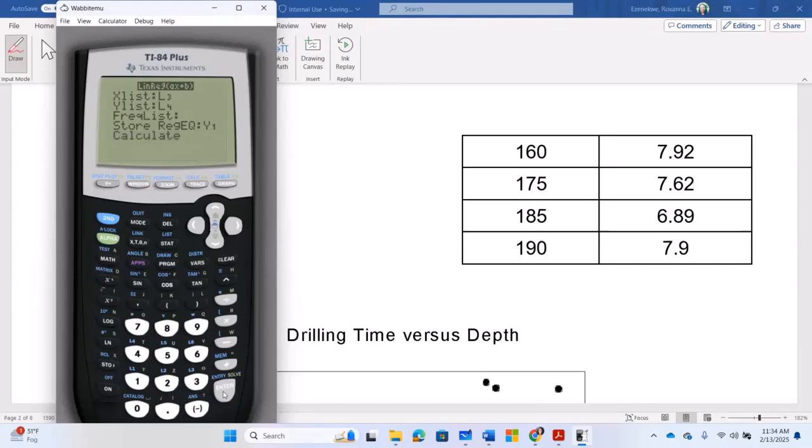It's going to give me the equation and the slope. If it doesn't give me the coefficient of correlation, I'll turn on diagnostic. Okay, it gave me the coefficient of correlation. But what if it did not give me the coefficient of correlation and coefficient of determination? If it did not give it to me, I'll go to second catalog and look for diagnostic on, and turn it on.